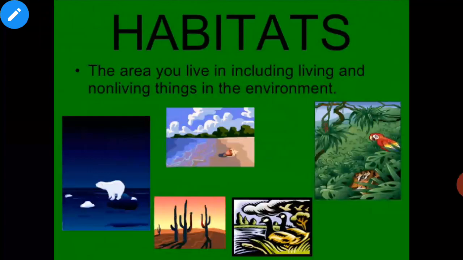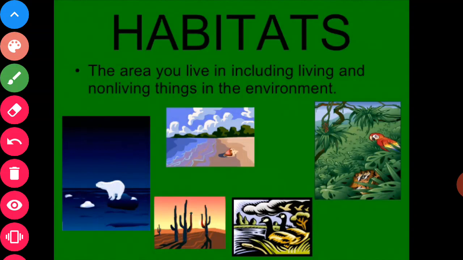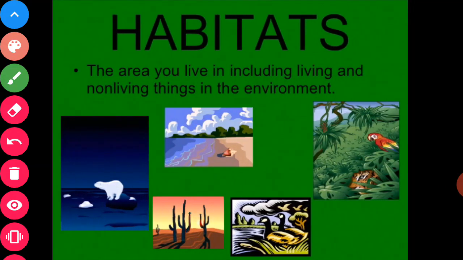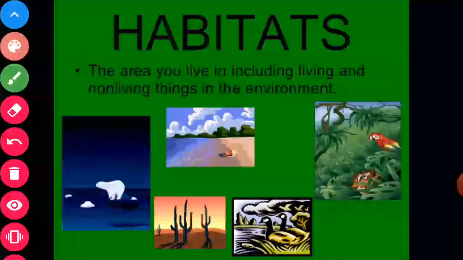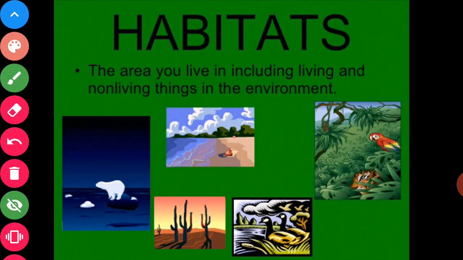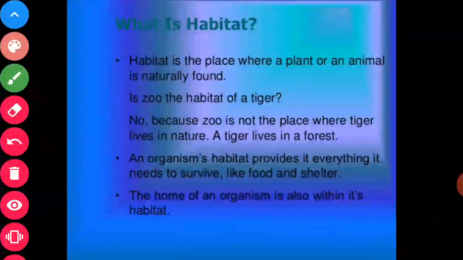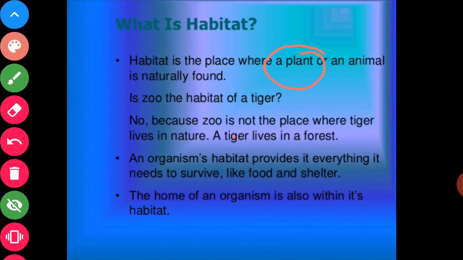What is habitat? The area you live in, including living and non-living things in the environment, is known as habitat. As we have learned earlier, this habitat is a place where a living organism, whether a plant or an animal, finds food, shelter, and an environment for proper growth and development.